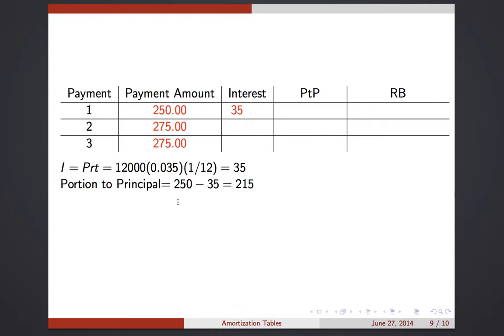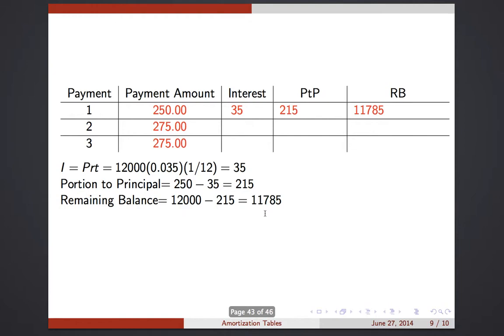What's the new portion of principal? Well, he gave them a check for $250. They pocket $35 as interest, so what's left over now is $215. So the portion of principal is bigger here. And how much does he still owe on the loan? Well, they're going to take that $215 and apply it towards paying down his loan. So when you take 12 grand and take 215 away from it, you're left with 11,785.